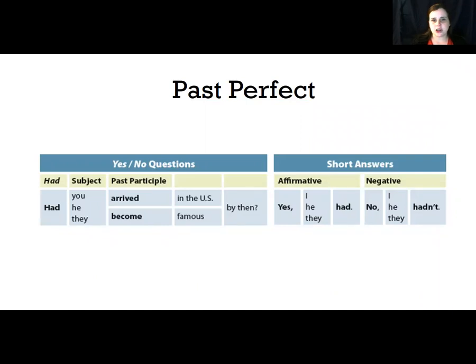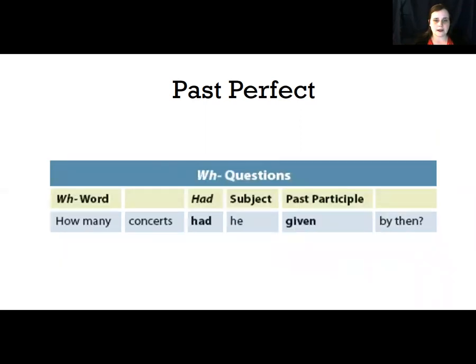You also have the structure of yes/no questions. You have had plus subject plus past participle. Okay, so in this case, had you arrived in the US by then? And the answer's very easy. Yes, I had, or no, I hadn't. Okay, very straightforward. WH questions. All right, so we have how many. So it's specifically the how question word. How many concerts had he given by then? So when you're forming this type of question, okay, you'll start it off, and then you'll have had plus subject plus past participle. All right, so we will kind of continue.